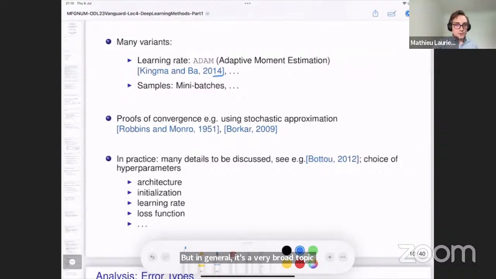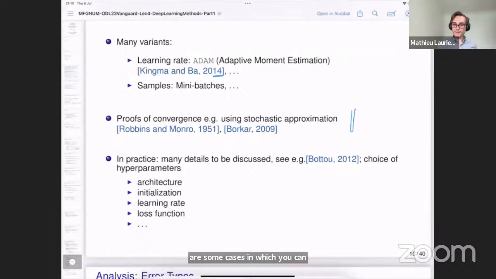There is one question about stochastic gradient or Adam method convergence. Yes, there are some proofs of convergence. Here I mentioned some of them for stochastic gradient descent, somehow the standard versions. And I think there are some cases in which you can show Adam converges, but usually this is for very simple architectures, and in practice you use deep and complex architectures. So I don't think we have a proof of convergence for the very general case that is used in practice.